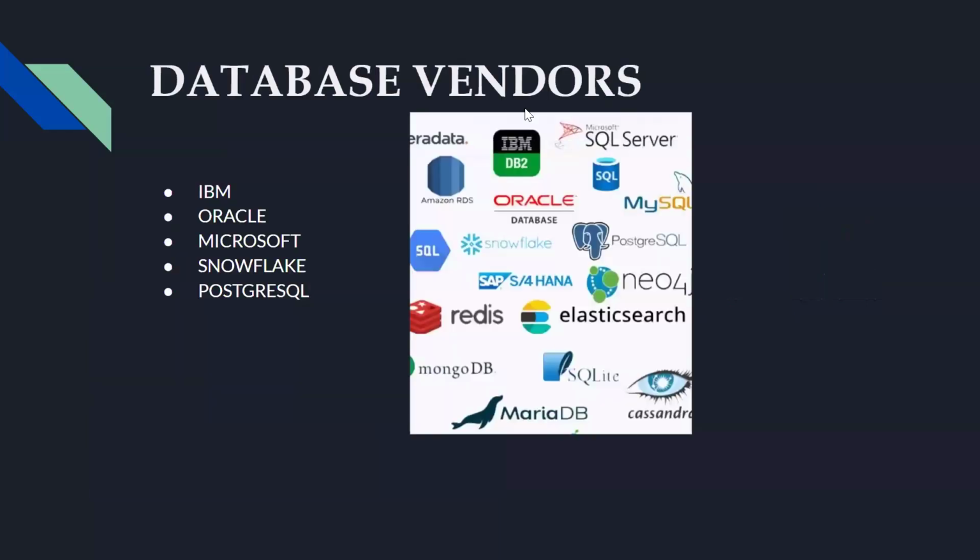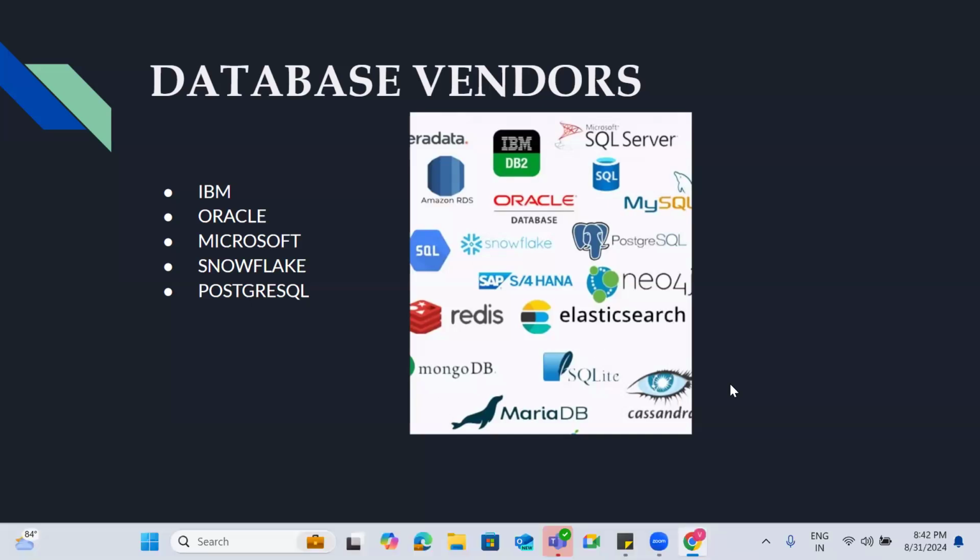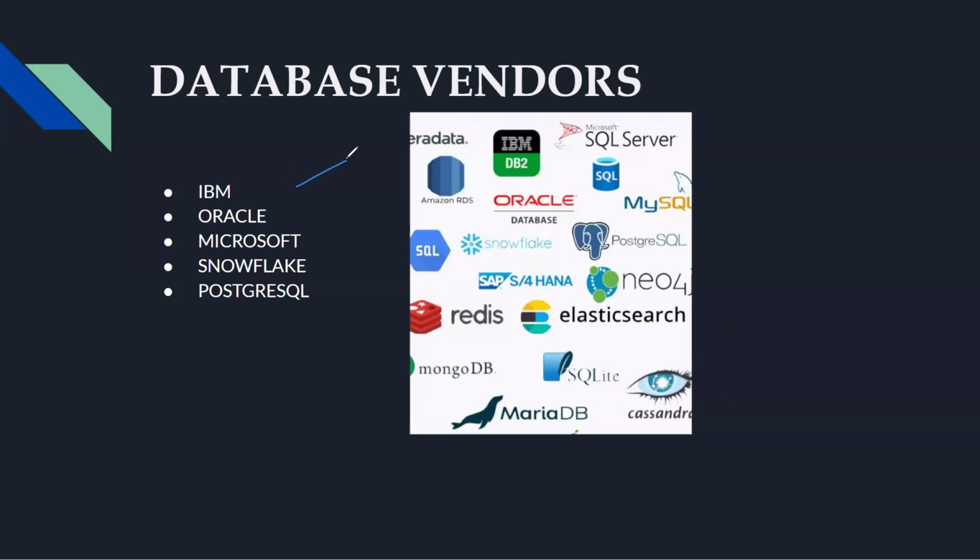In the market, there are different database vendors. You have IBM, Oracle, Microsoft, Snowflake, and PostgreSQL. Again, if I want a bike, I have Royal Enfield, Hero, Bajaj, Harley. But what I take, I will decide myself based on the mileage it will give and what kind of usage I will do. If I want to go fast, can I go and buy a scooty? It will not help me, right?